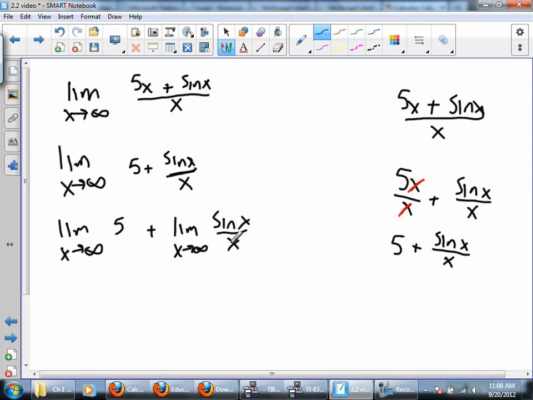Let's take the part that we know. We know the limit as x approaches infinity of sine of x over x. We looked at this very much in depth. We know that this is 0.